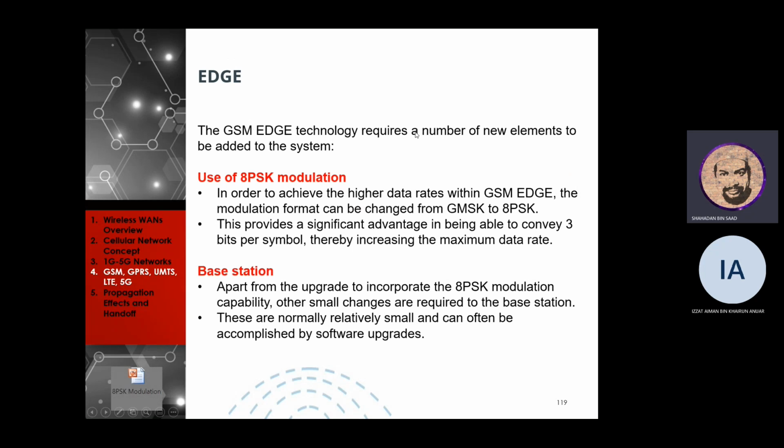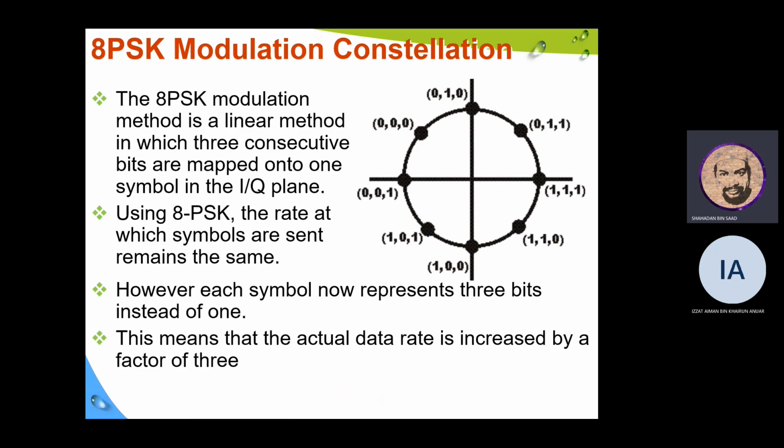Alright, so H require a number of new element to be added to the system. Okay, 8 PSK modulation tu kan. Right. So in order to achieve the higher rates data rate within GSM-H, the modulation format can be changed from GMSK to 8 PSK. So this provides a significant advantage in being able to convey 3 bits per symbol, thereby increasing the maximum data rate. So base station, apart from the upgrade to incorporate the PSK modulation capability, other small changes are required to the base station pun ada changes. So these are normally relatively small and can be often accomplished by software upgrade. So apa itu 8PSK? Harap ada ni.